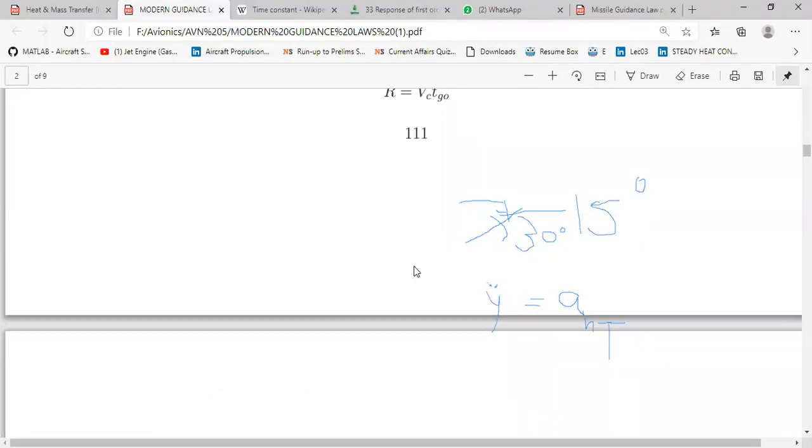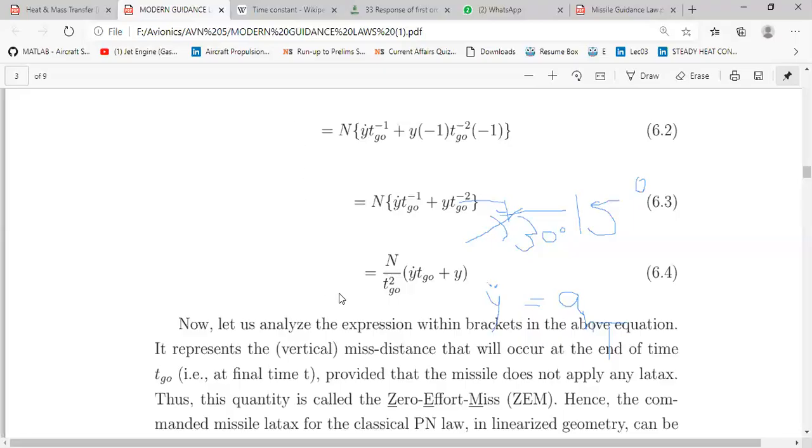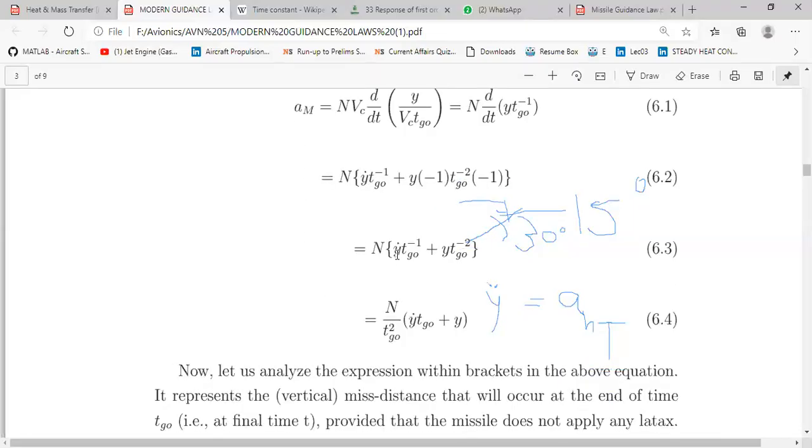And for that we have derived the equation, that is, the lateral command required will be equal to N into Y dot into time to go raised to -1 plus Y into time to go raised to -2. That is simply modified as missile to target. Time to go means the time required to hit the target from the given time. Like whatever your current position is, from that position, what is the time required to hit the target? That is your time to go.